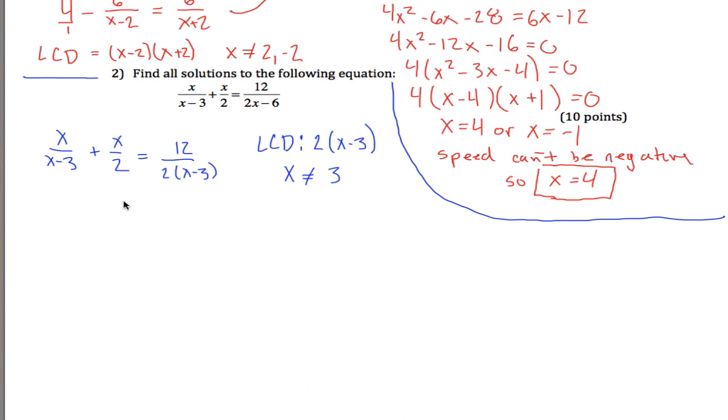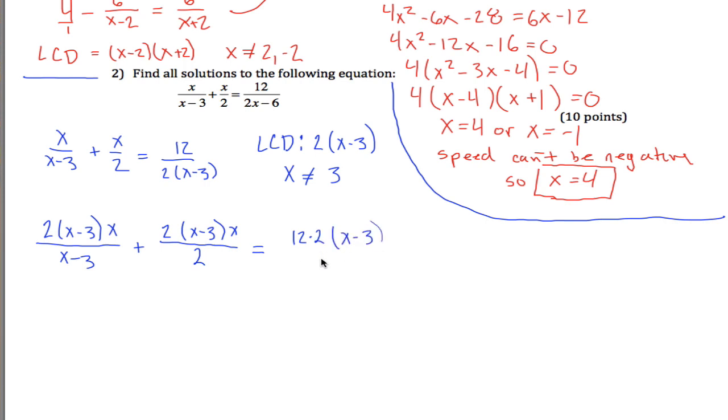All right, let's go through and solve it. If we multiply both sides of the equation by 2 times x minus 3, I'll write it all out. 2 times x minus 3 times x divided by x minus 3 plus 2 times x minus 3 times x divided by 2, the second term, is equal to 12 times 2 times x minus 3 divided by 2 times x minus 3.